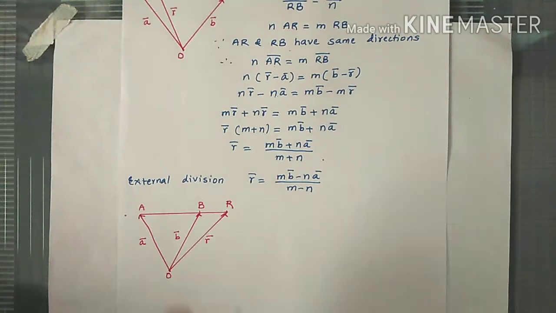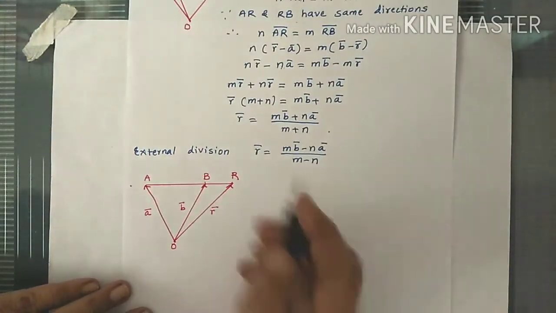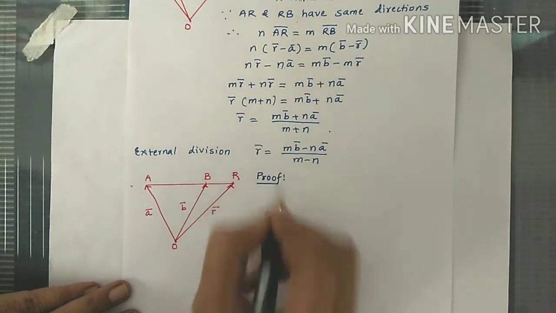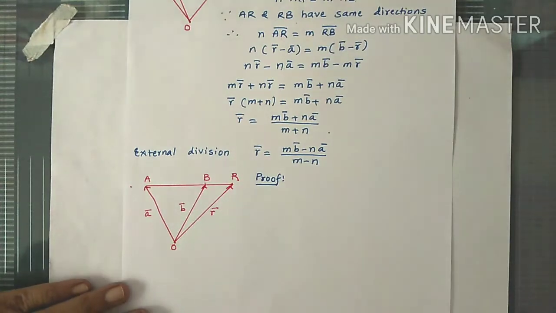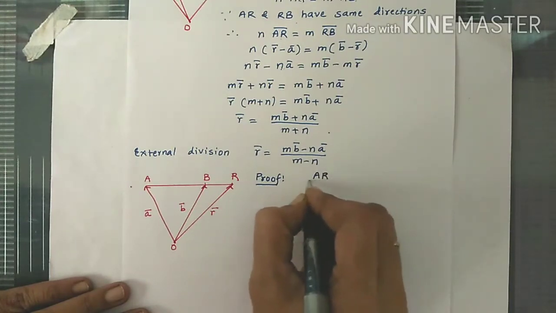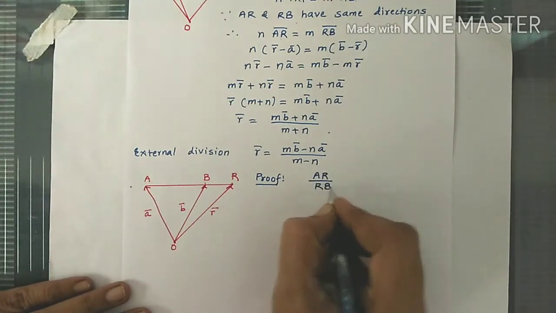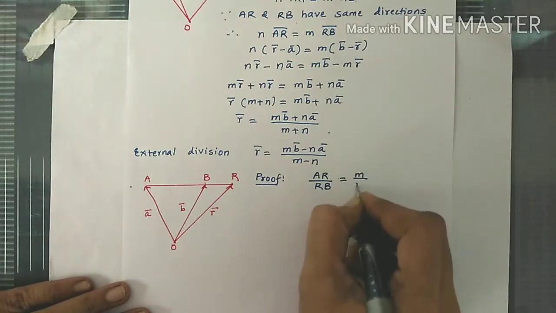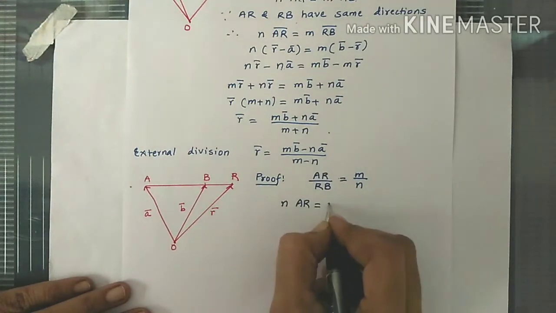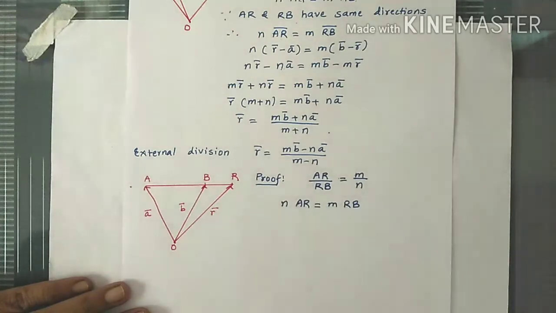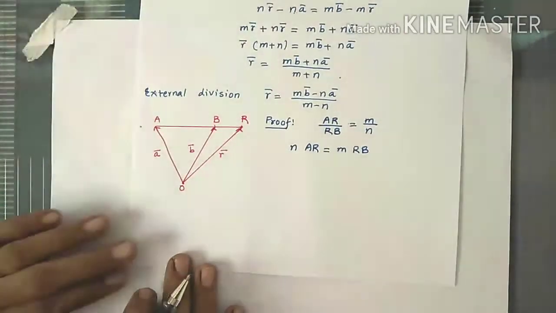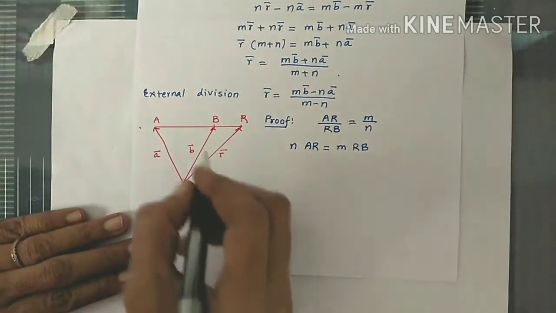Now you can write the statement or proof like, first of all we have to mention the position vectors. Position vectors of A, B and R are A bar, B bar and R bar respectively. That you can write. Now the first step is write the ratio AR upon RB equal to m by n. Again cross multiply this. So we have n AR is equal to m into RB. Now next step is we have to convert this into vector form. So for that we have to consider the directions of AR bar and RB bar.